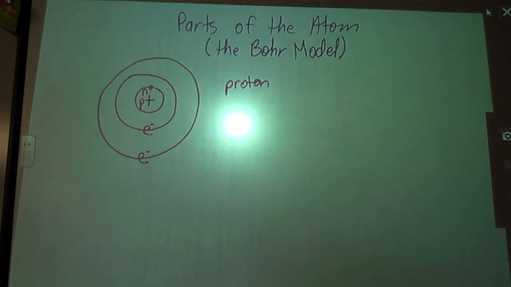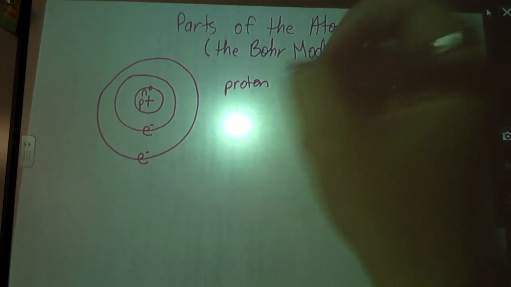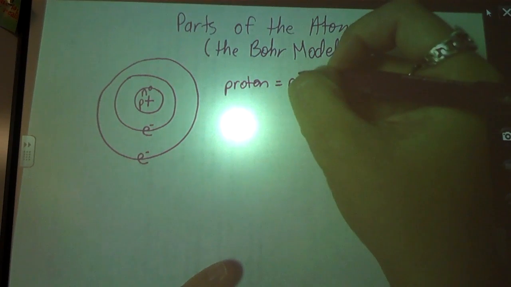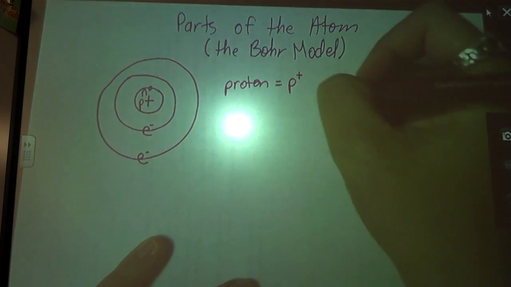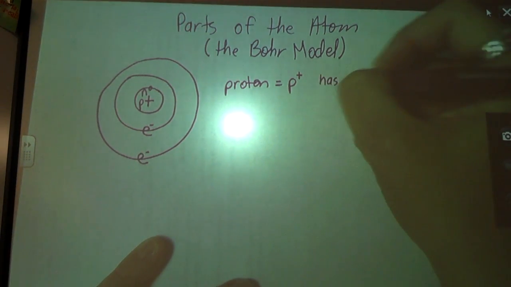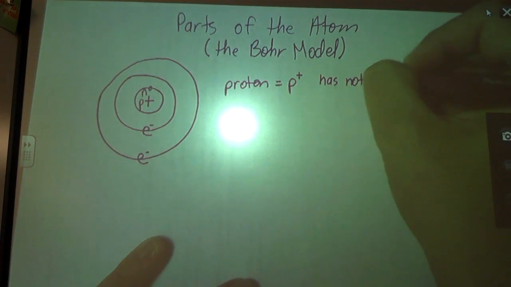First thing about an atom that we need to know is the proton. This is the thing in the very middle of an atom. It's usually abbreviated like this, P with a little plus sign. That is because the proton has a positive charge. And this is one of two particles that actually contribute to the mass of the atom. Has notable mass.